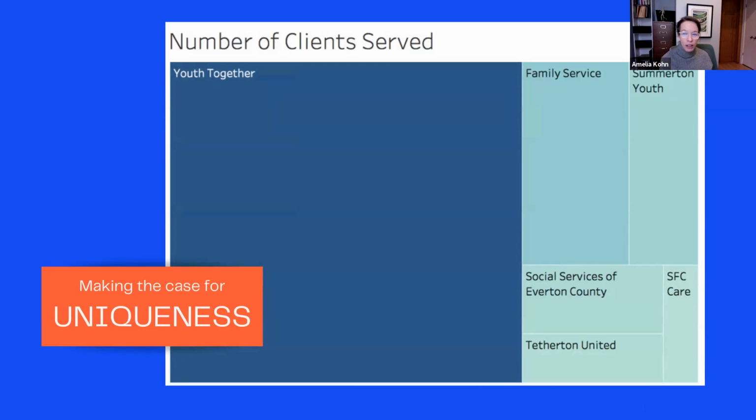This type of chart is called a tree map. Don't ask me why, because it doesn't look anything like a tree. But it's really a very intuitive type of chart, and we can see right away that this one organization called Youth Together served more clients than all the other organizations combined.